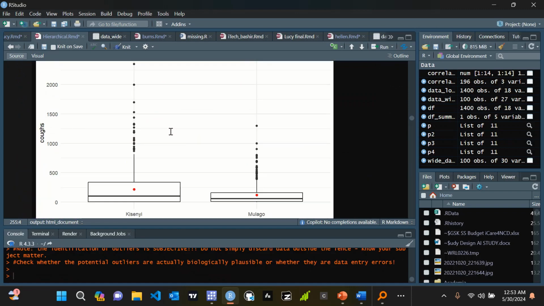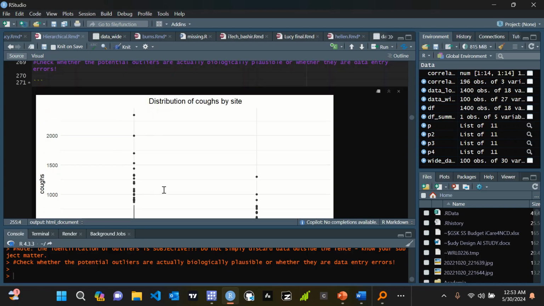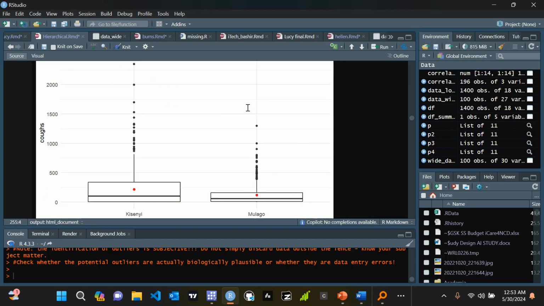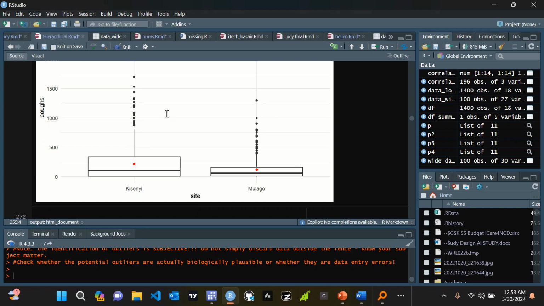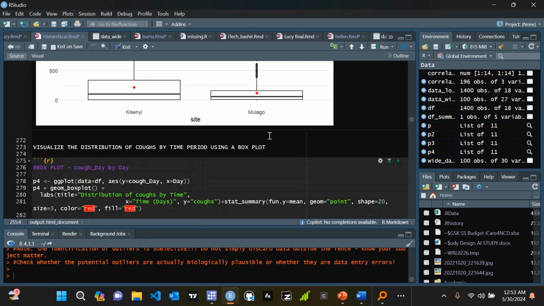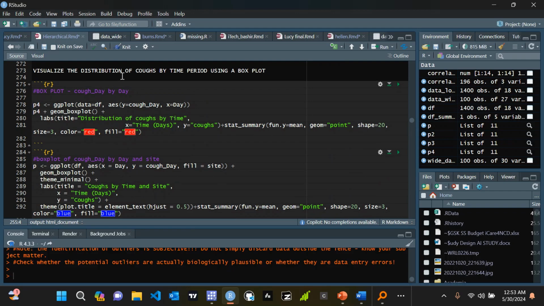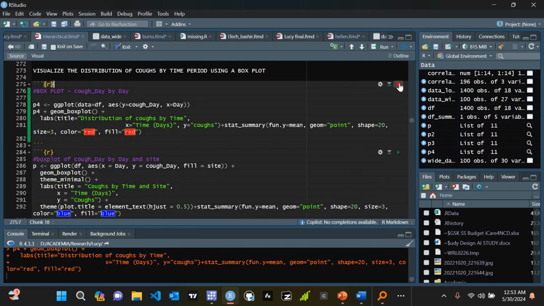Although there are several, this dot is a mean, the middle bar is the median, and these are interquartile ranges, and these are the whiskers, and these can be outliers. You see that the data, since it's so skewed, the box plots are so narrow, showing several kinds of outliers. So let's visualize the distribution of cough per time period using box plots.